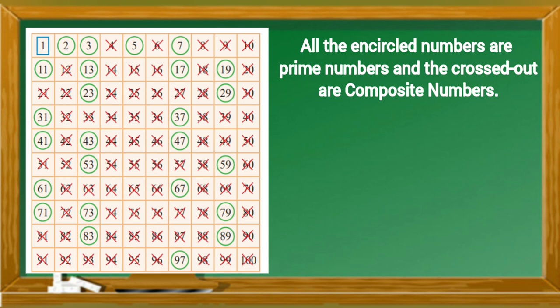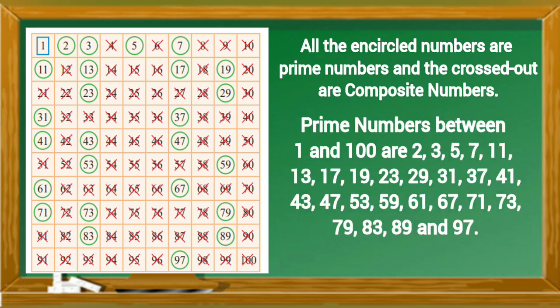All the encircled numbers are prime numbers and the crossed out are composite numbers. Prime numbers between 1 and 100 are 2, 3, 5, 7, 11, 13, 17, 19, 23, 29, 31, 37, 41, 43, 47, 53, 59, 61, 67, 71, 73, 79, 83, 89, and 97.